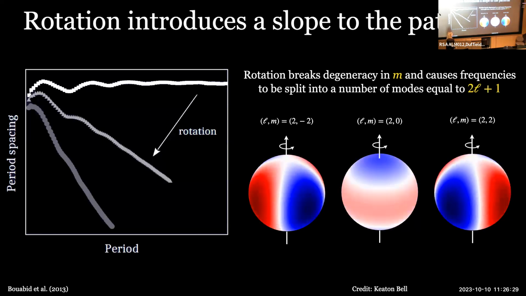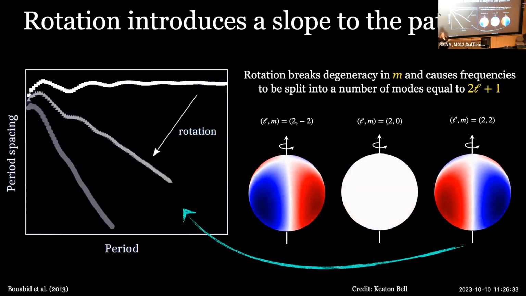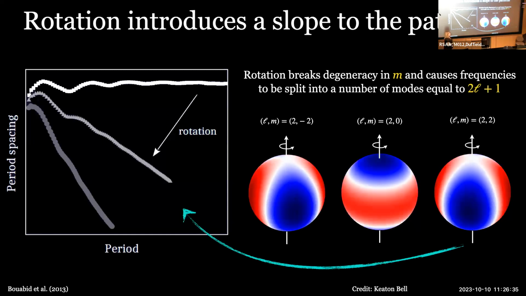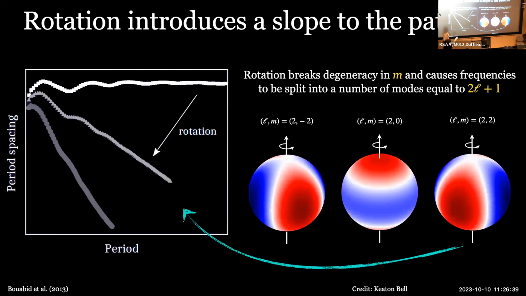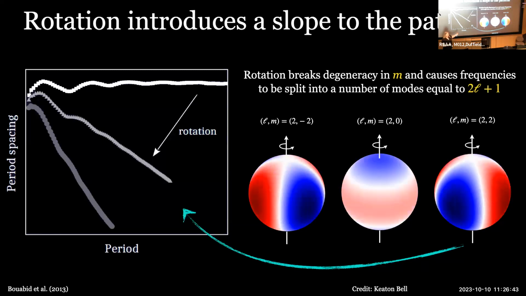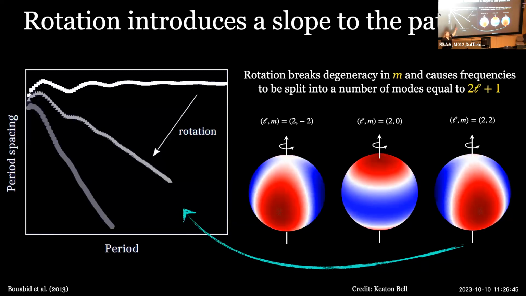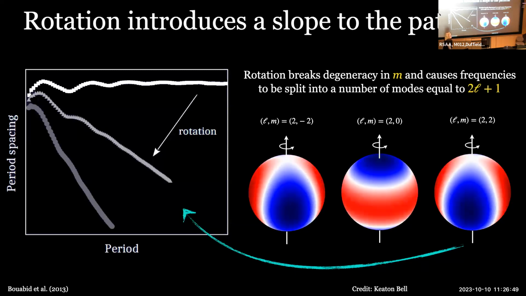So effectively, if we're just looking at this example over here, with modes traveling in the direction of the rotation, you're increasing the frequency, which corresponds to decreasing the period. And in the end, that gives you a tilt in your period spacing patterns. And by measuring that, we can get a measurement of the interior rotation of the star. So that's the effect of the rotation.